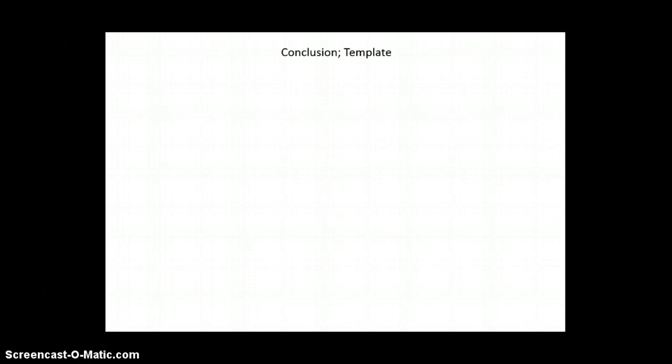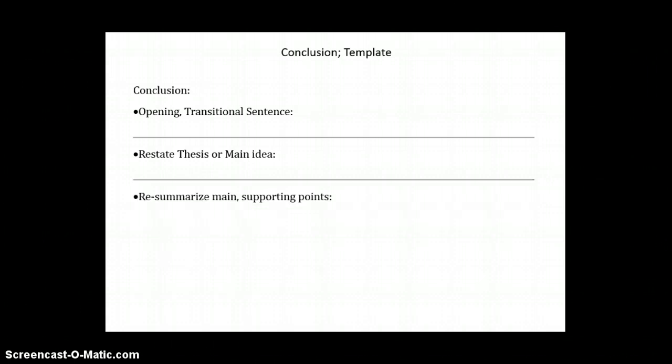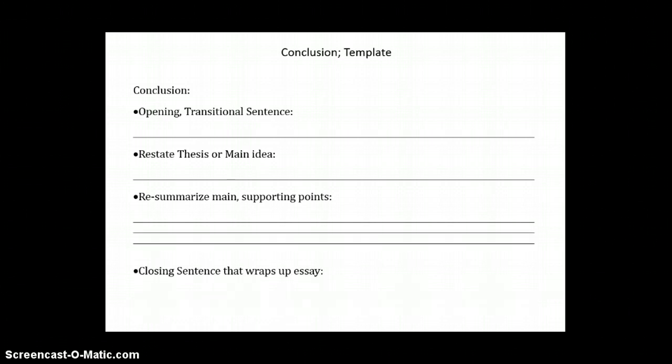Your next paragraph, after you've written your three main body paragraphs, obviously is your conclusion. And here's the template. You'll have an opening transitional sentence. Then you'll restate your main idea or thesis, your position. Then you'll summarize or re-summarize your three main supporting points. And then you have a powerful closing sentence that wraps up your essay.